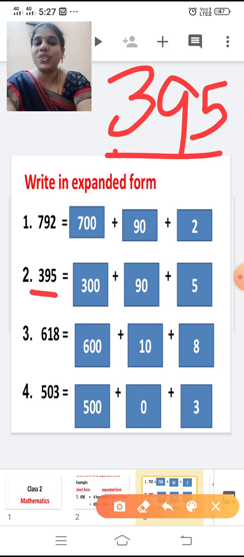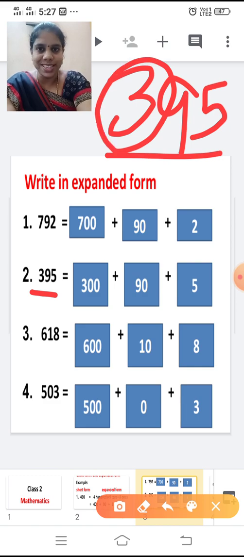395. Now, 3, it is in which place? It is in the hundreds place. So write 3 into 100, 300. As 3 is in the hundreds place, 3 into 100 is 300, plus 9.